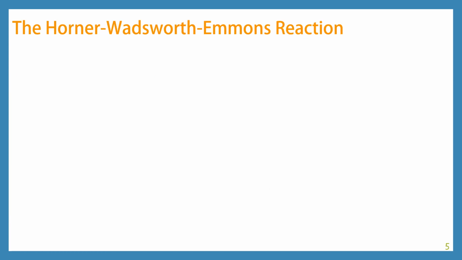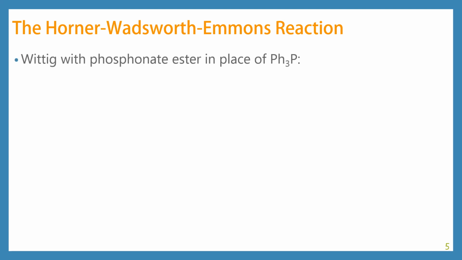There's another alkene forming reaction called the Horner-Wadsworth-Emmons reaction, and this is very, very similar to the Wittig reaction. It's just we use a phosphonate ester in the place of triphenylphosphine and creating a phosphonium-based ylide. The reason that we're bothering to learn this is that the Wittig reaction usually prefers to give us the Z product, but the Horner-Wadsworth-Emmons reaction is going to preferentially create the E isomer.